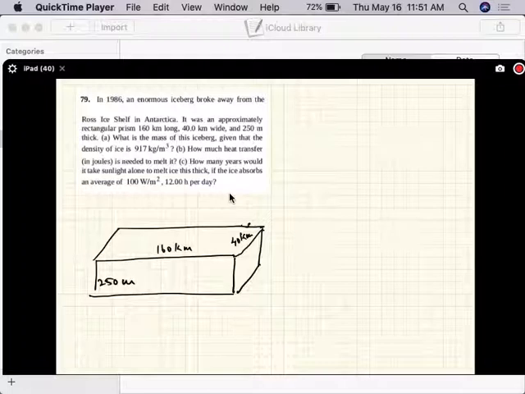Okay, so 160 kilometers is roughly as wide as Florida. So imagine this. Here's Florida. This is the ice shelf. This is Daytona Beach. This is Palm Coast, if you guys know Palm Coast. That's the ice shelf. 250 meters is about 5 times as high as the tallest building in Daytona Beach.